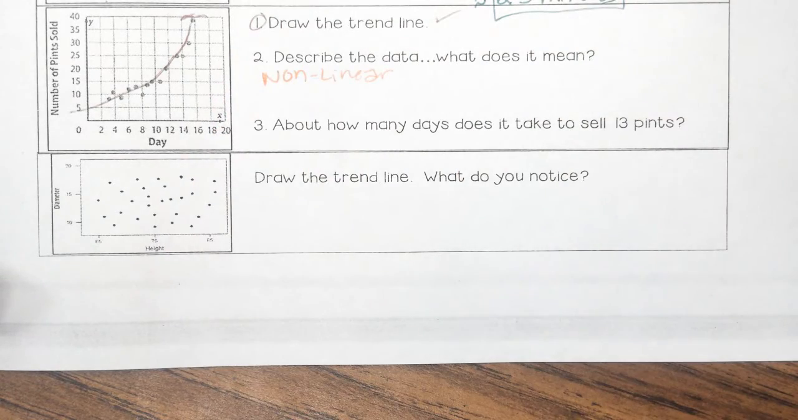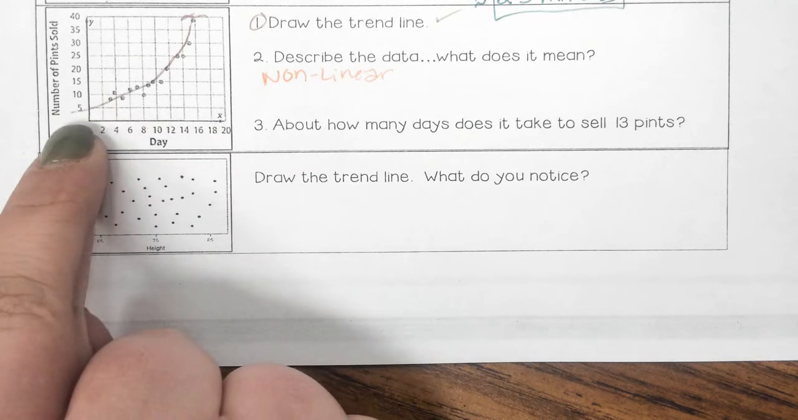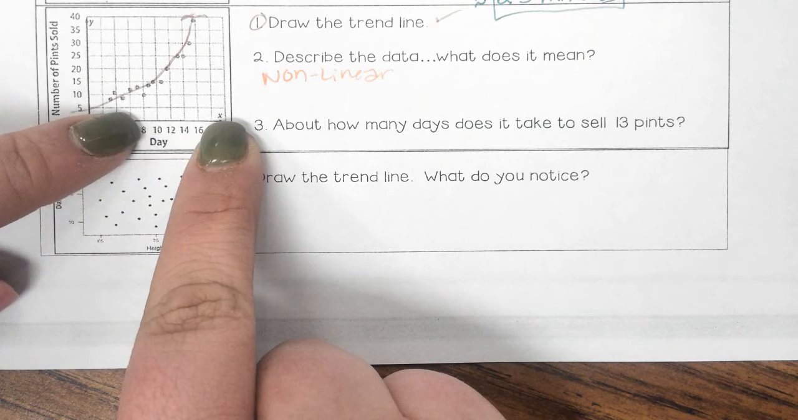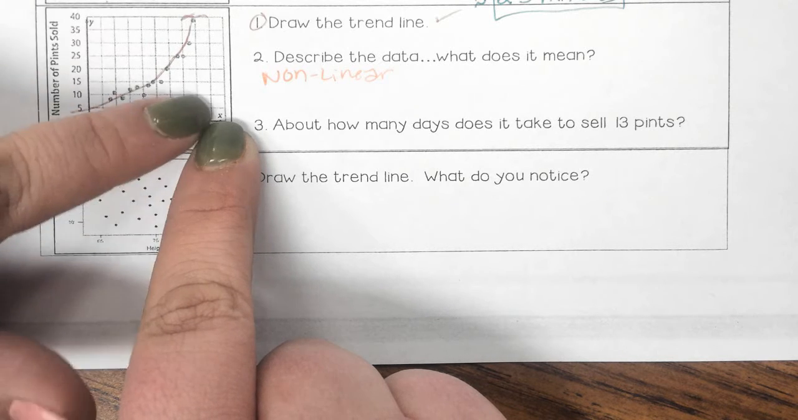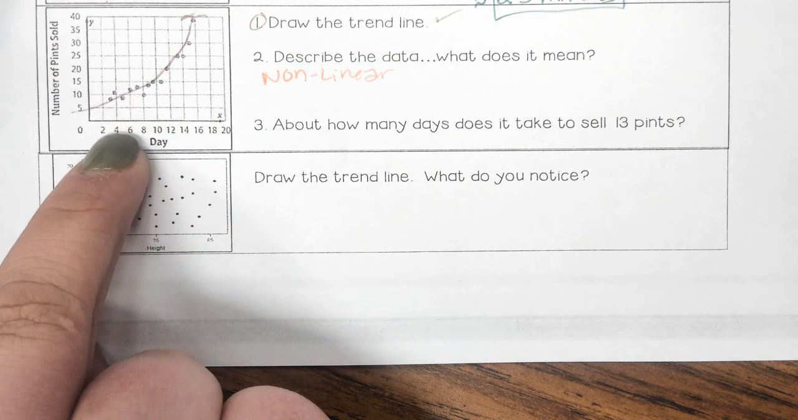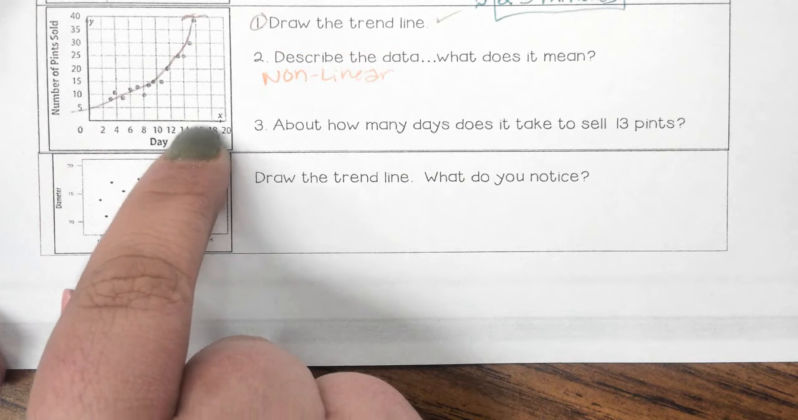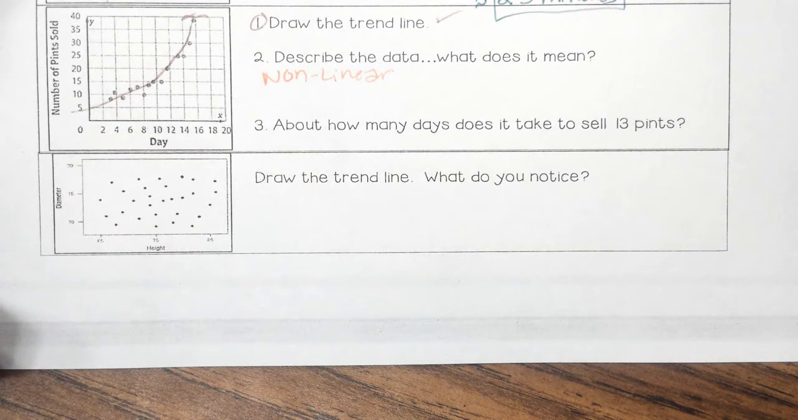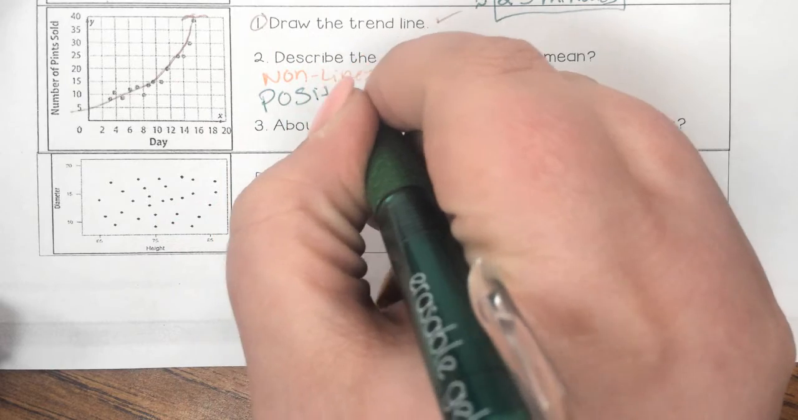Now I want to describe the data. This is nonlinear. And as x's are getting bigger, or as the days go by, we are having an increase in our y values. So the number of pints sold is also increasing. It looks like on day 4, they're only selling 10 pints of whatever they're selling. And on day 16, they've sold almost 40. So this is getting really, really large, really fast. This is increasing very quickly. So this is positive. We've got a positive correlation.